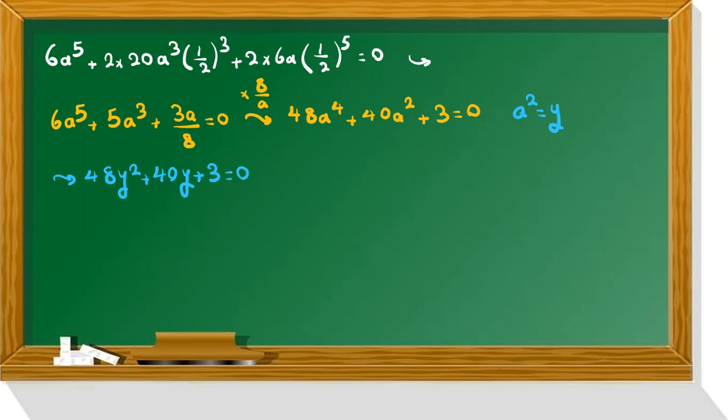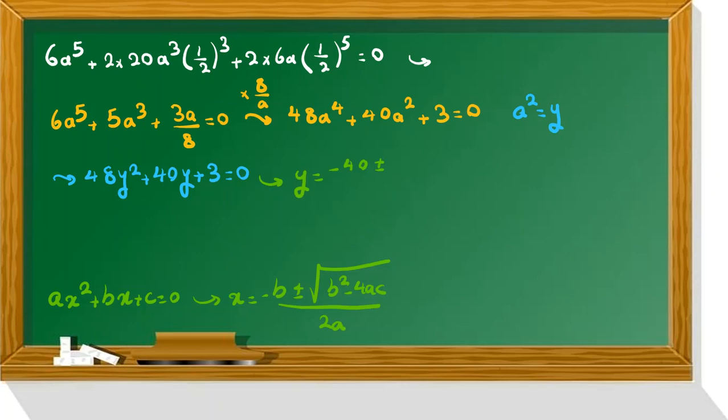Now we should use the quadratic formula. The quadratic formula is what? If you have ax squared plus bx plus c equal to 0, then x equals negative b plus minus square root of b squared minus 4ac all over 2a. So if we calculate here, y equals negative 40 plus minus square root of 40 squared minus 4 times 48 times 3, all over 2 times 48.